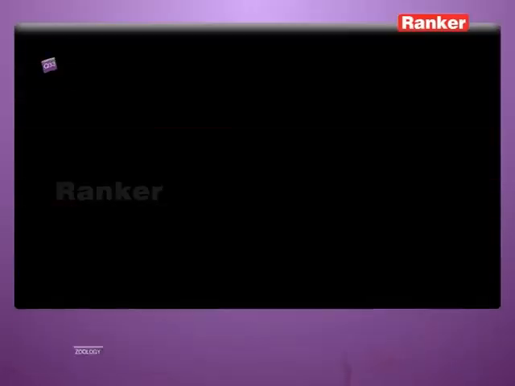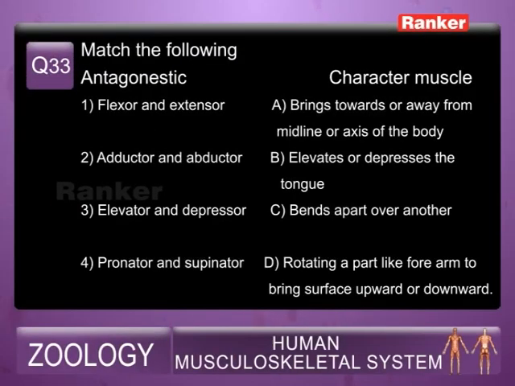33 is here. Match the following again, table 1 and table 2. In table 1 you have the muscles which are antagonistic to each other, and table 2 the character. Table 1 says: 1, flexor and extensor; 2, adductor and abductor; 3, elevator and depressor; 4, pronator and supinator. In table 2: A, brings towards or away from the middle line of the axis; B, elevates or depresses the tongue; C, bends a part over another; D, rotating a part like the forearm to bring the surface upward or downward.